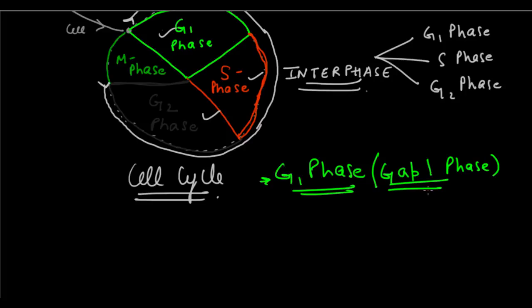And it is a phase where the cell grows internally. There's internal growth of the cell. Actually, in the interphase as a whole, we have internal growth of the cell. But in G1 phase, we again have one part of the internal growth of the cell. And it is basically involved in three things.